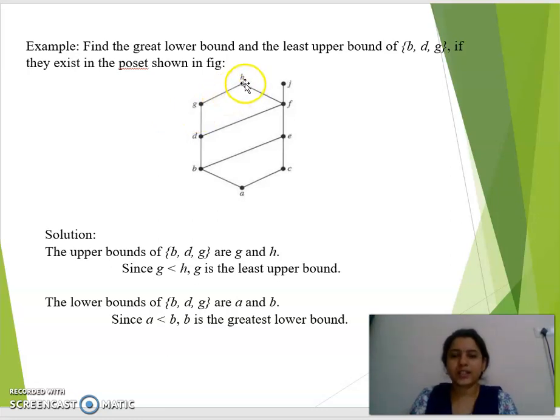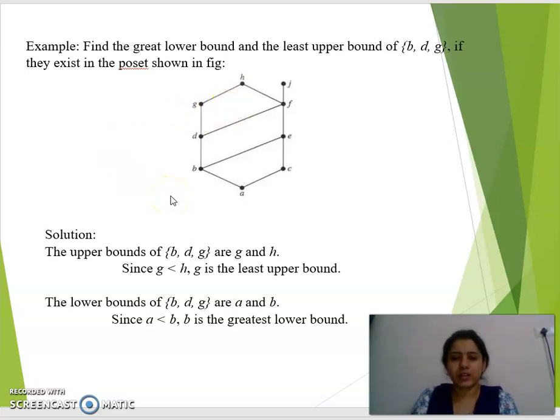From G and H, we want the lower value. Which one is lower from G and H? Lower value means the down one. G is the least one. So G is the least upper bound value.